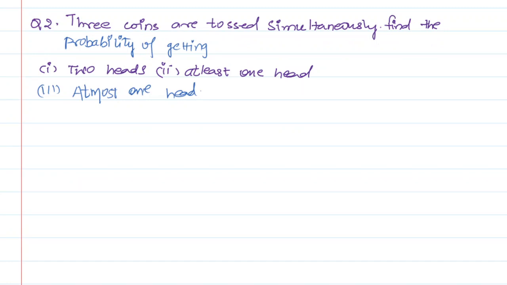Let's take the second question. Now it is based on 3 coins. It says 3 coins are tossed simultaneously. Find the probability of getting 2 heads, at least 1 head, and at most 1 head. So before we start solving the question, again we'll have to write the sample space.